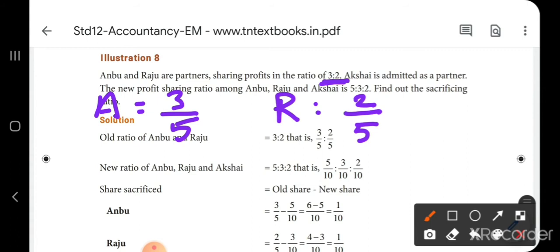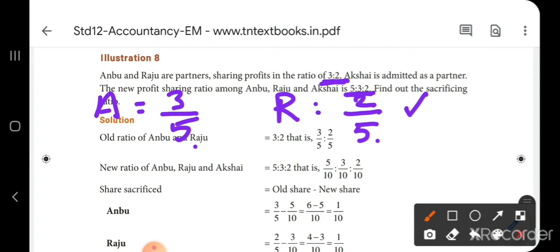Akshay is admitted as a partner. The new profit sharing ratio of Anbu, Raju and Akshay is 5:3:2. So this is the new ratio. Find out the sacrificing ratio. So old share is 3 by 5 for Anbu. For Raju it is 2 by 5.